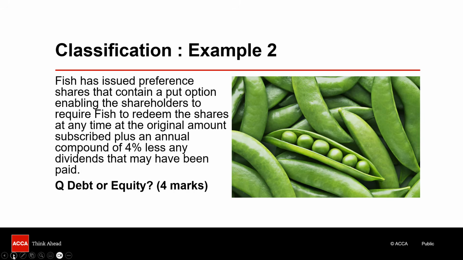And we are crudely having to decide and explain how Fish should account for these preference shares. I wonder if you think that Fish should show them as debt or Fish should show them as equity. But in the exam, it's not necessarily about coming up with the right answer. It's about dealing with the logical points, weighing it up. Yeah, it's not 4 marks if you say the right answer and no marks if you say the wrong answer. It's building up your answer. You may want to pause the video at this stage to think.